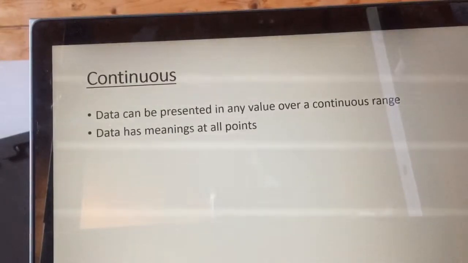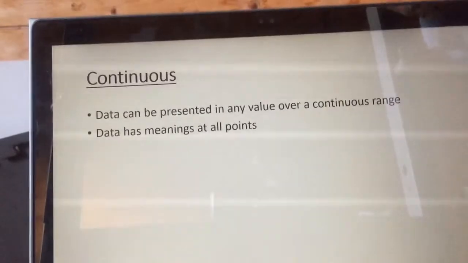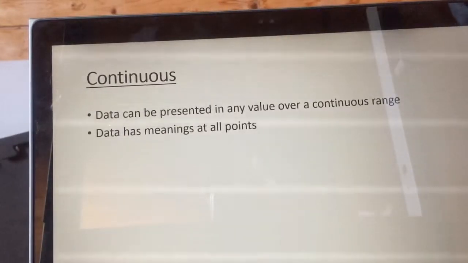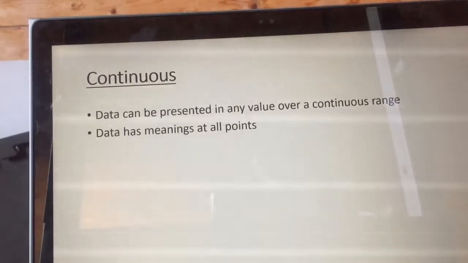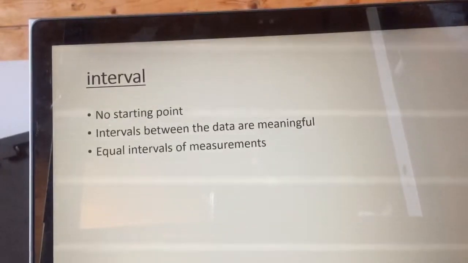Next one is continuous data. Continuous data is collected over a period of time and can be presented in any value over a continuous range. It can be used for calculating the time it takes for someone to do something, or how much effort they're exerting.